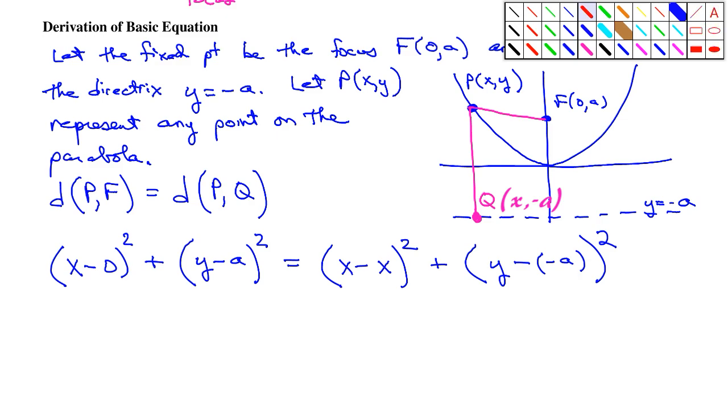Well, the first thing, x minus x squared is 0, so I can eliminate that. On the left side, x minus 0 squared is just x squared. I can expand y minus a squared, and we know how to do this using the binomial theorem. We get y squared minus 2ay plus a squared.